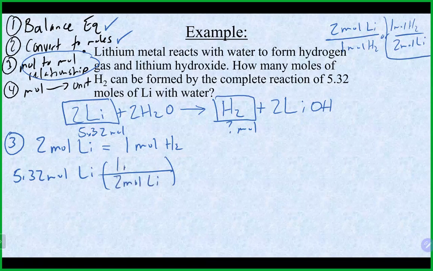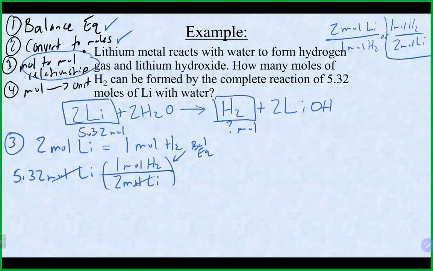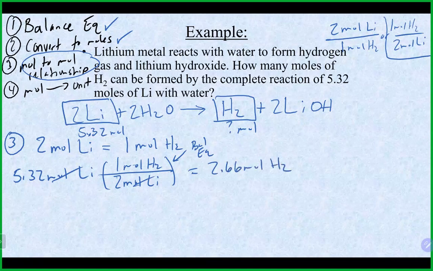And the moles up on top of hydrogen, that is again from the balanced equation. That is the big stoichiometry move right there. So we're going to take 5.32 divided by 2, gets us 2.66 moles of hydrogen. In this particular case, I am looking for moles of hydrogen, which means I am done. I can put a box on it. In this case, I did not have to do the 4th step because I was looking for moles.